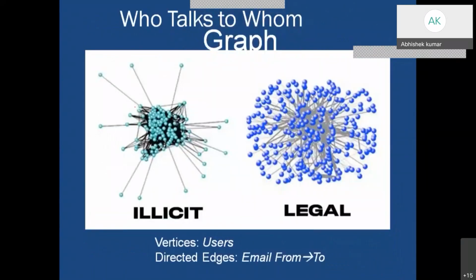Who talks to whom graph? Illicit, legal, the same thing I have explained to you. If it is directed, if we are using email, from and to. So planning the big data architecture: big data architecture includes ingesting, protecting, processing, and transformation, ETL, extract, transform, load. So transforming data into a file system or database structure, so that analytics tools and queries can run in the environment to get the intelligence from data. That's what we are trying to focus on.